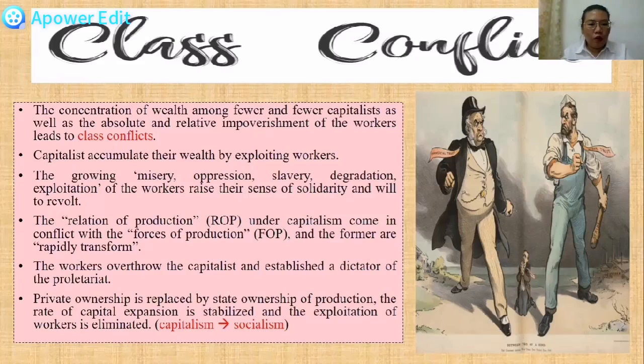Then the workers overthrow the capitalists and establish the dictatorship of the proletariat. Private ownership is replaced by state ownership of production, the rate of capitalist expansion is stabilized, and the exploitation of workers is eliminated. So capitalism becomes socialism.